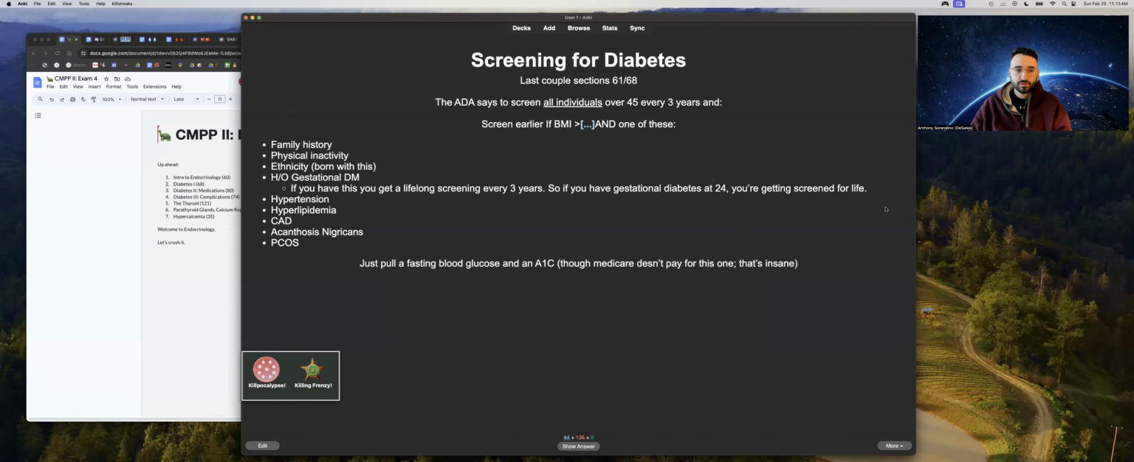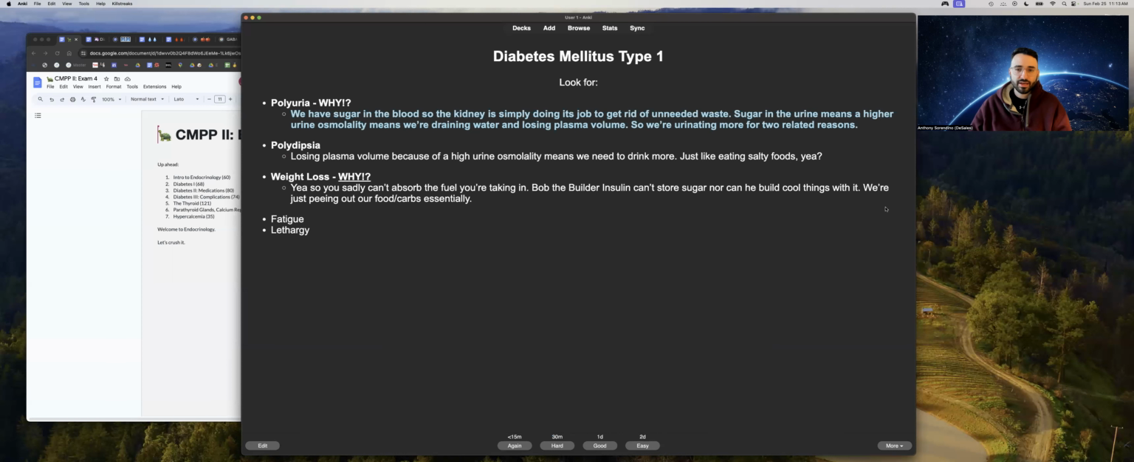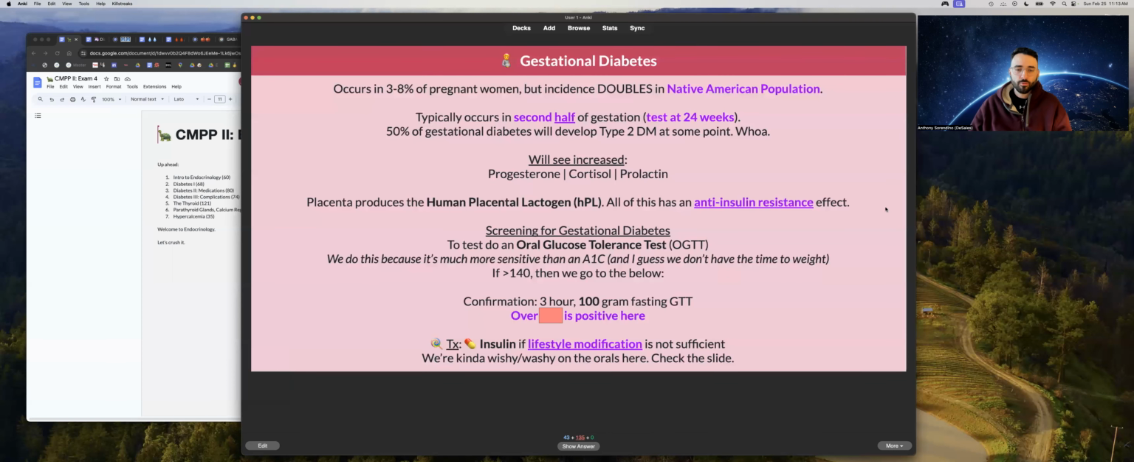Cushing's. Screen earlier if BMI and one of these. 25? DM1, polyuria, we already kind of talked about that. Over what is positive for a GDT? This is for the gestational diabetes one. Is it not 140? I think it's 100, 200.